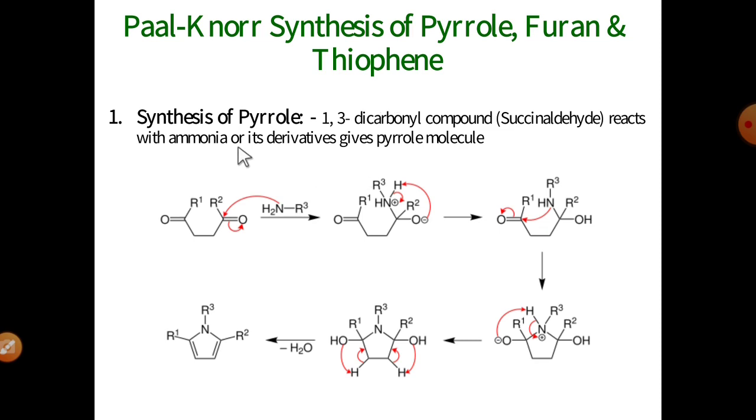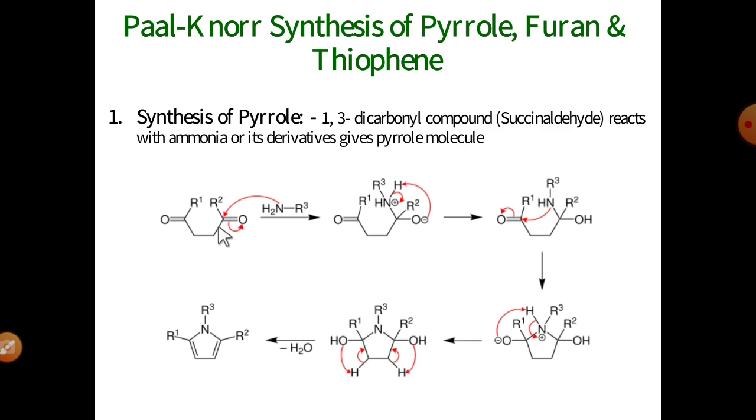One by one. Number first is the synthesis of the pyrrole molecule. Pyrrole is a 5-membered heterocycle with heteroatom nitrogen. See the reaction: a simple 1,4-dicarbonyl compound. By mistake I said 1,3, but it is a 1,4-dicarbonyl compound, which reacts with ammonia or its derivatives. It is a simple condensation reaction between this 1,4-dicarbonyl compound and ammonia or its derivatives. It gives finally the pyrrole molecule.